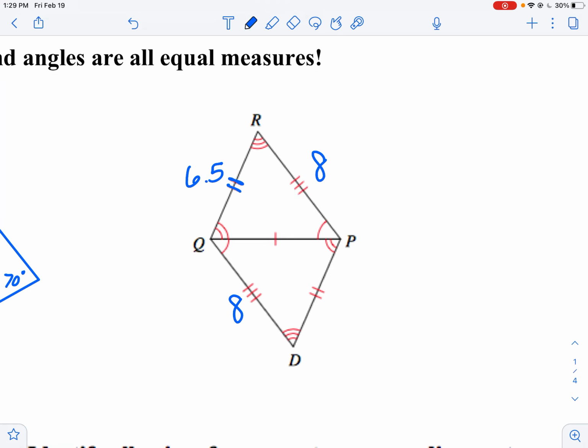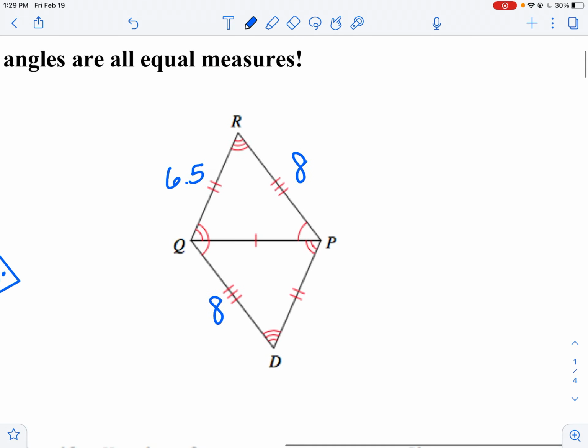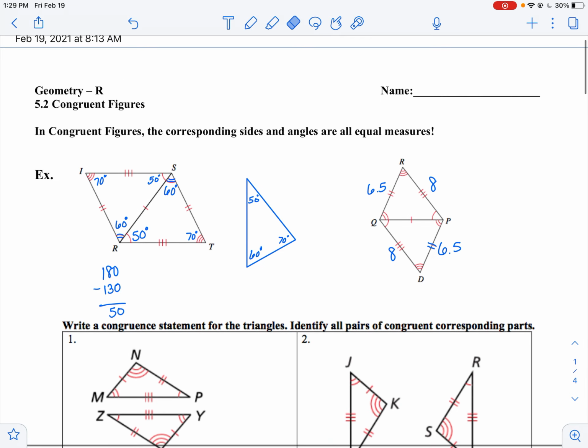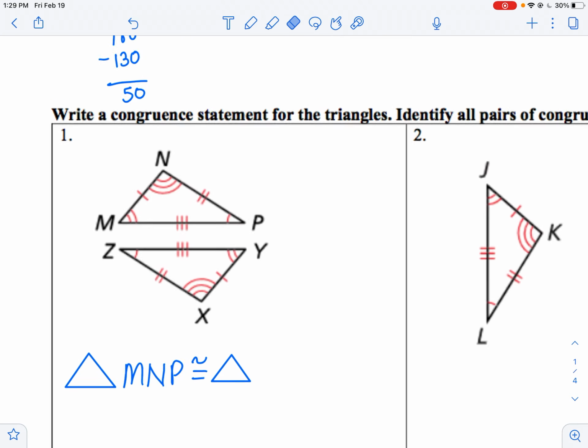And at the 6.5, I have 2 congruence marks. Oh, sorry about that. 2 congruence marks, 1, 2. So the other side that has 2 congruence marks would also be 6.5. So anytime you see corresponding parts in these triangles, they're going to be equal. It doesn't matter if it's an angle or a side length, the corresponding parts are all going to be equal to each other.